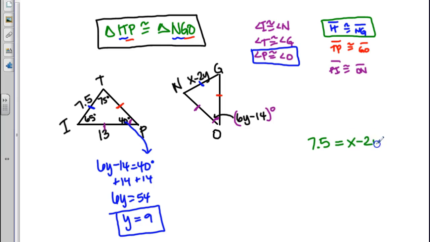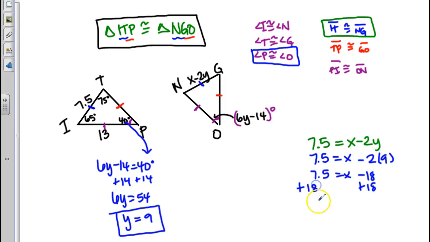All right, so we know that y is 9, so we can go ahead and stick 9 in there. So 7.5 equals x minus 2 times 9. 7.5 equals x minus 18. We'll add 18 to both sides. So 25.5 is equal to x. So x is 25.5 and y is 9.